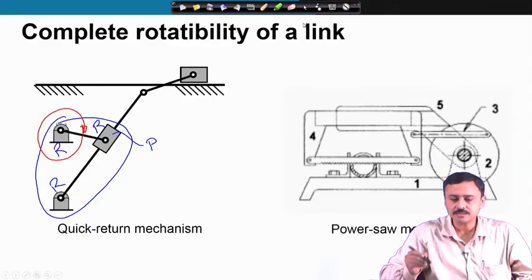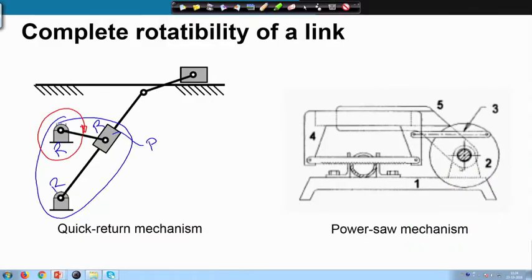This is a power saw mechanism. Once again, this is the motor which rotates continuously, and therefore, this coupler drives the slider. So, this saw is the slider that oscillates in response to continuous rotation of the motor. So, again we have a crank.